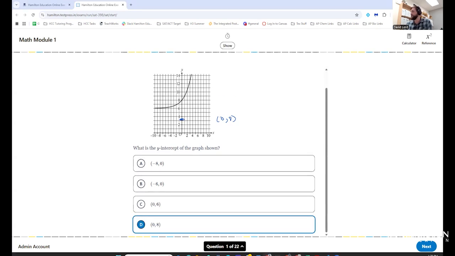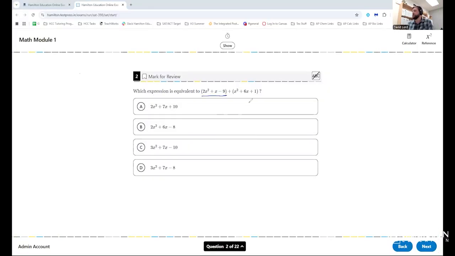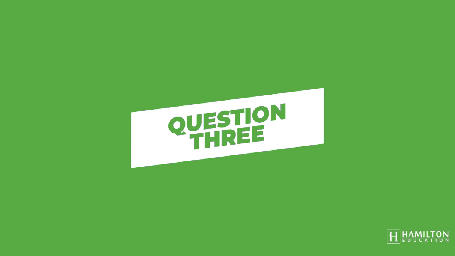All right, let's go to the next one. Question number 2. Which expression is equivalent to 2x squared plus x minus 9 plus x squared plus 6x plus 1? So equivalent expression, we're playing the matching game. So 2x squared goes to x squared. So I'm going to put plus x squared below that, and plus 6x below that, and plus 1 below that. And we get 3x squared plus 7x minus 8. And that should give us D. Question number 3.